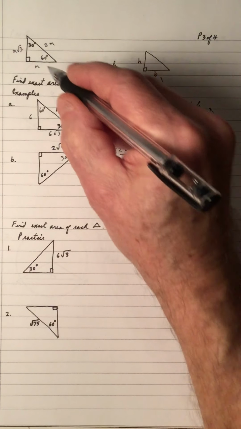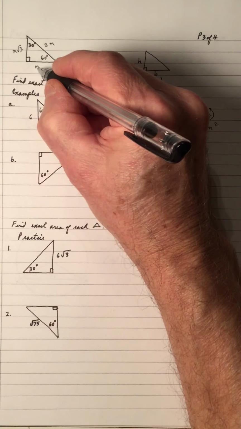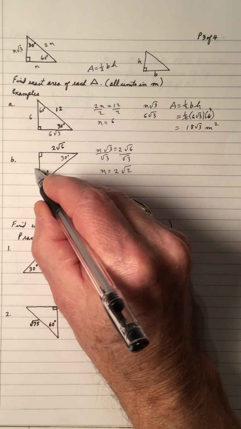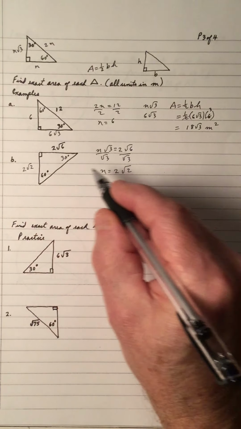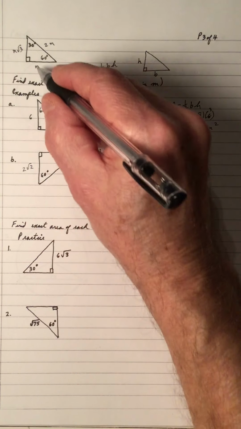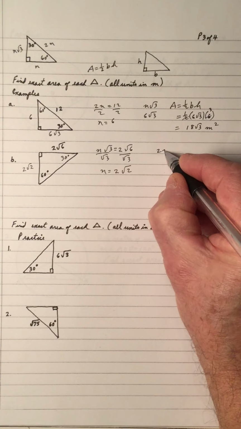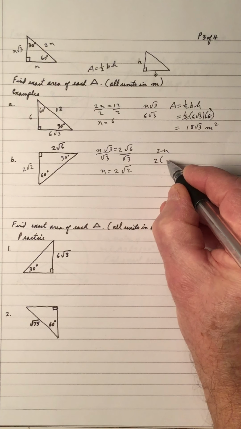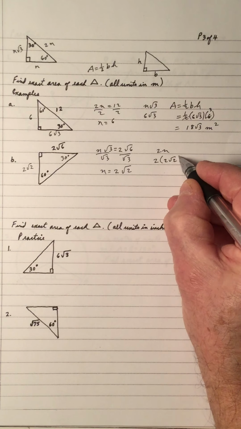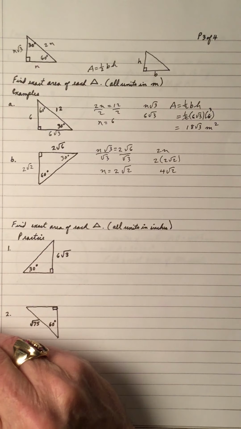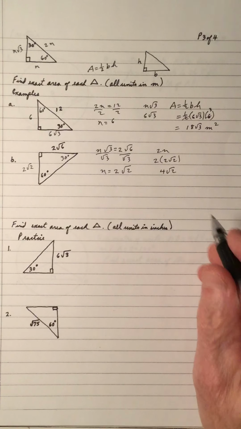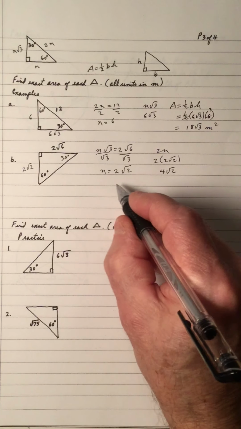So n is opposite the 30. So 30 is right here. So this side is n. And this side is 2n because it's opposite the 90. So 2n is 2 times n, 2 root 2. So 2 times 2 is 4, so that makes it 4 root 2. But I didn't need that, even though I did it. I didn't need it. Why?